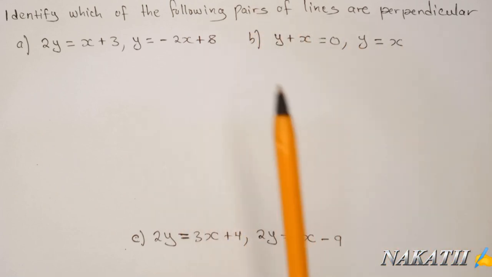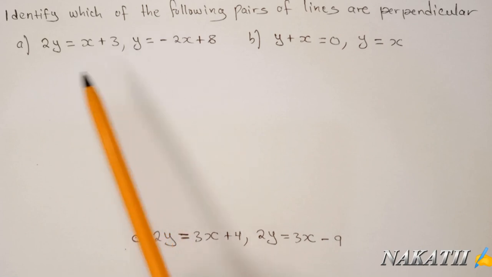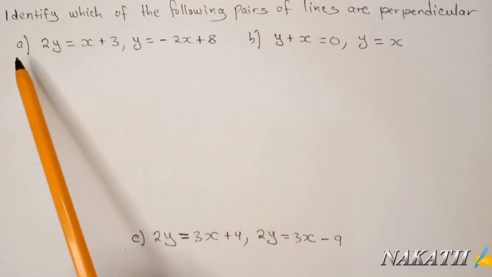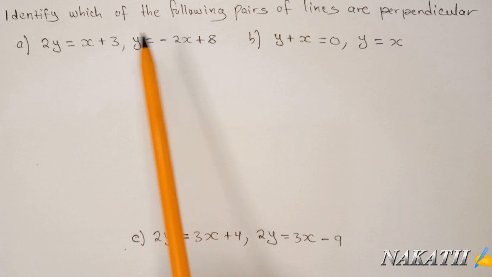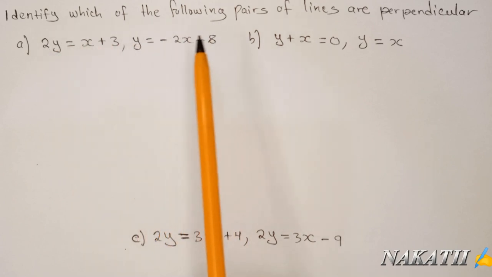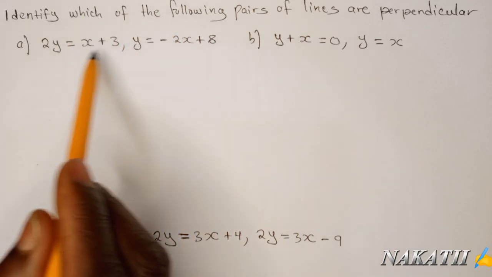The one thing that you're supposed to know is that when two lines are perpendicular, if you multiply their gradients, you're supposed to get -1. So if the gradient of this one is m1 and the gradient of this one is m2, m1 times m2 is always -1 if they are perpendicular. So let us find the gradient of this one.